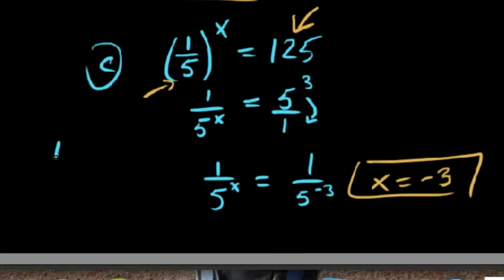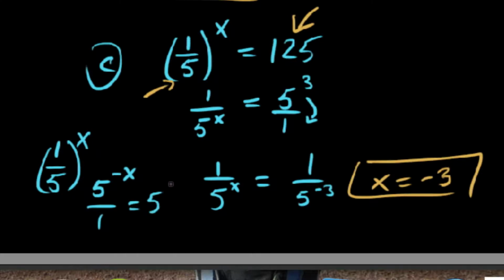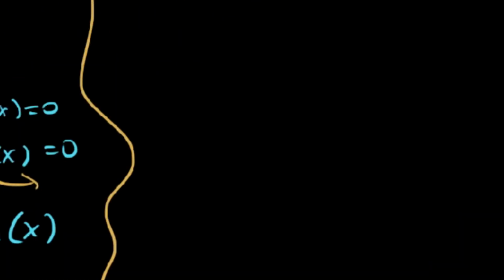We could have said that 1/5 to the x is basically the same thing as 5 to the negative x, and brought that back upstairs and said that's the same thing as 5 to the 3. But then we'd say, okay, well then one-to-one, this negative x has to be the same thing as 3, therefore x is negative 3. So those are a few examples of one-to-one.